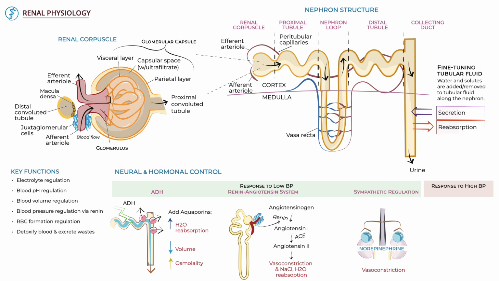Lastly, show that in response to high blood pressure and stretching in the atria of the heart, ANP is released. ANP induces vasodilation and increases sodium and water secretion in the nephron. This lowers blood volume and pressure. Notice that ANP has the opposite effects of angiotensin 2. This concludes our diagram.